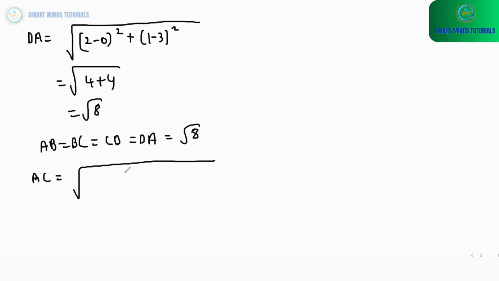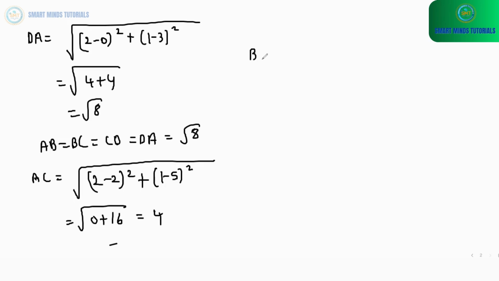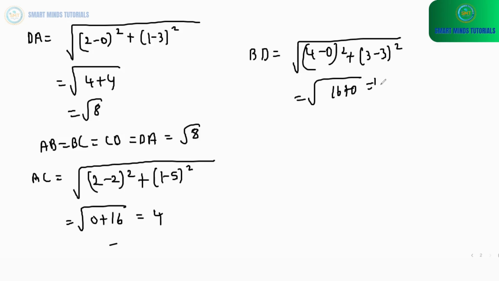So first let's find out AC. AC is (2 minus 2) whole square plus (1 minus 5) whole square. That is root 0 plus (minus 4) whole square, which is 16. That is root 16, which is 4. Now we will find BD. BD is (4 minus 0) whole square plus (3 minus 3) whole square. So that is root over 16 plus 0, which is equal to 4. Okay, so AC is equal to BD, you got.